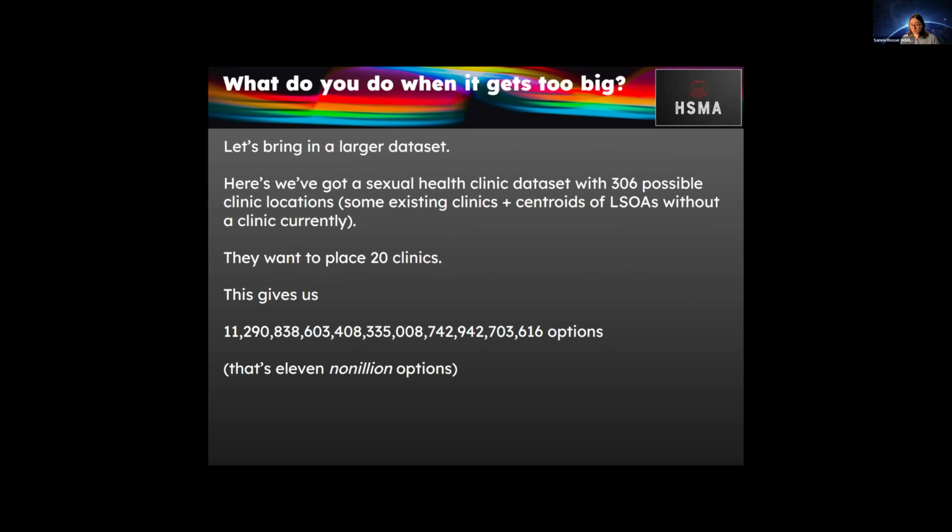So let's say we've got a sexual health clinic data set, 306 possible clinic locations. They want to place 20 clinics. That gives us, I think, 11 nonillion.